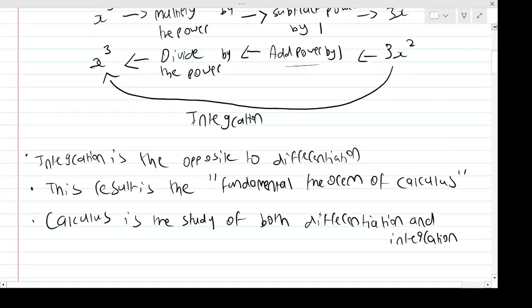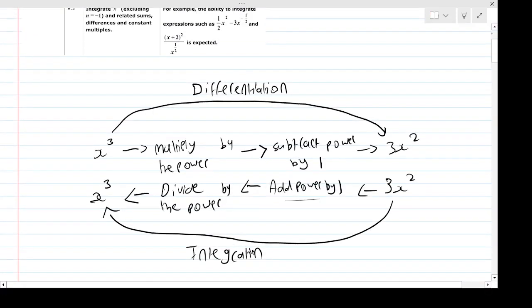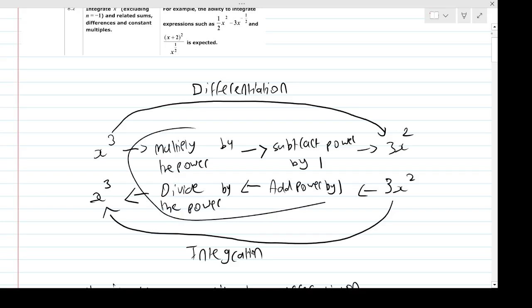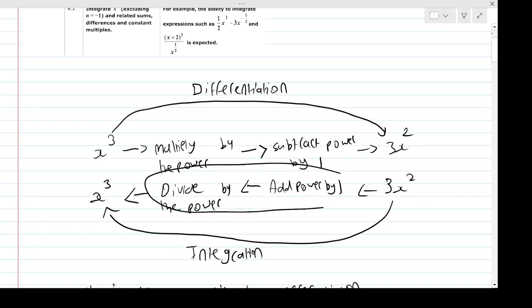Okay, so if we go back to this diagram now, obviously for this particular example we have x cubed, but actually this holds in the exact same way for any power of x. If we switch it to n instead of 3, it would be the exact same sort of flow chart, the same set of instructions. So for differentiation, we multiply by the power, then we subtract 1 from the power, and integration is this: we add 1 to the power, then divide by the power. That's what integration is going to be.